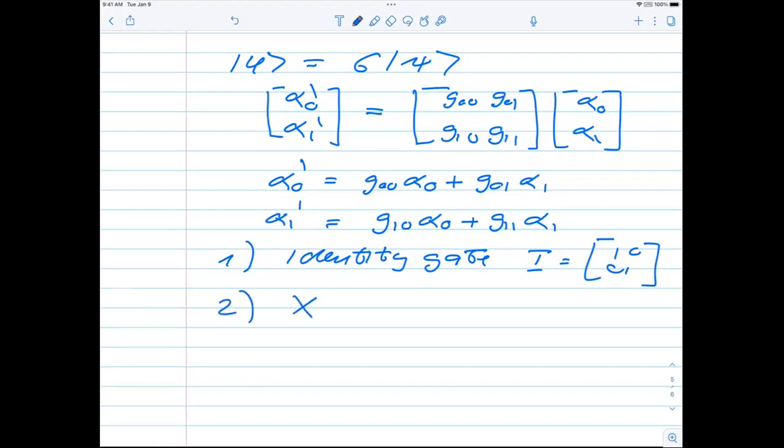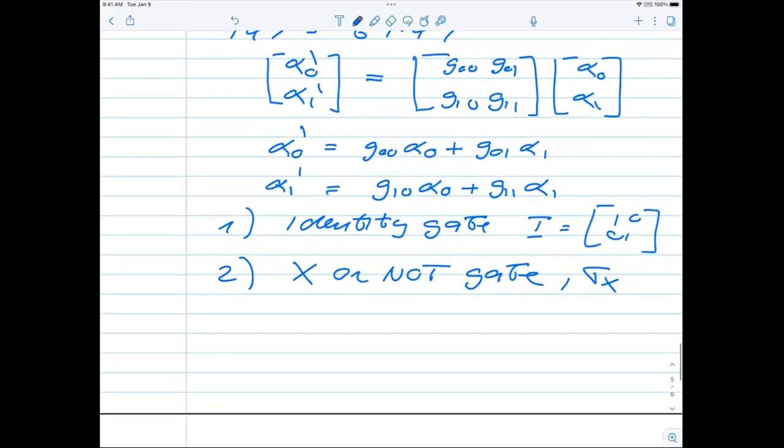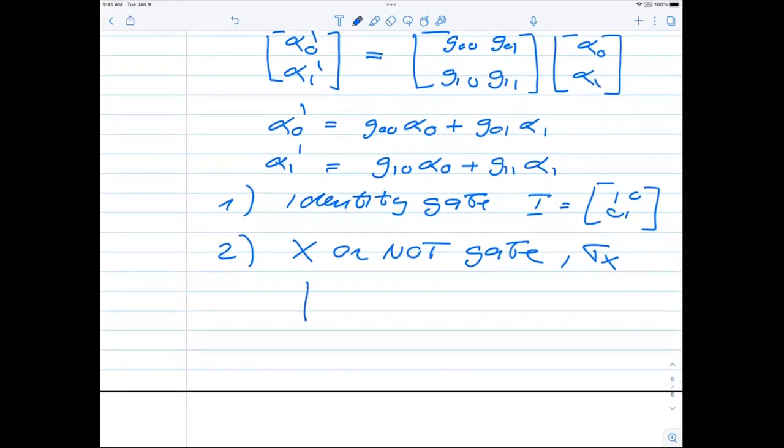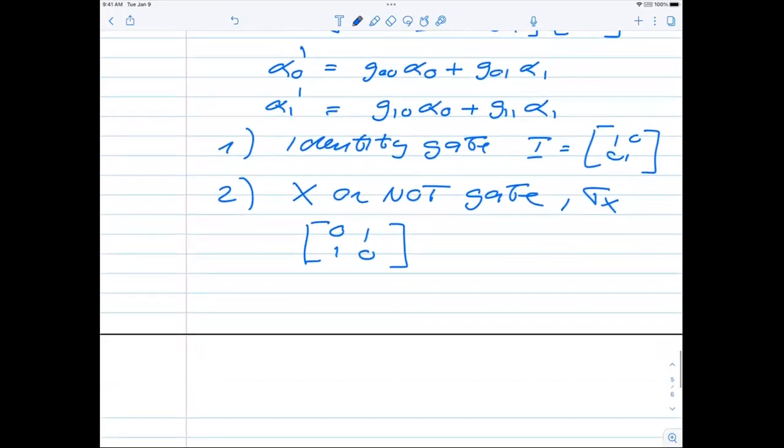And then we have the so-called X or NOT gate, which we have encountered, which is actually the sigma X gate. And that is given by the following matrix, 0, 1, 1, 0. So what it does is it changes qubit 0 to qubit 1 and qubit 1 to qubit 0. And so this has the exact operation corresponding to the classical NOT gate. So this is given by the classical NOT gate.